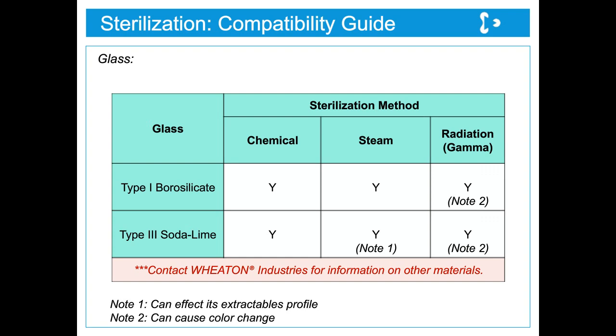Let's start with chemical sterilization. You can see both glass types are compatible with it. Steam sterilization, they're both compatible with it, but if you look at type 3, there's a note 1. And note 1 is saying that steam sterilization can affect its extractables profile. This is due to the fact that type 3 glass is not as durable as type 1. Lastly, look at irradiation, specifically gamma. For type 1 and type 3 glass, there is a color change that can occur depending on the gamma rays that you actually hit the glassware with.